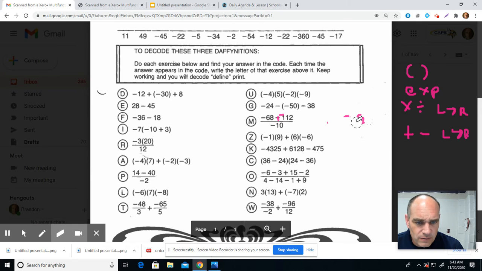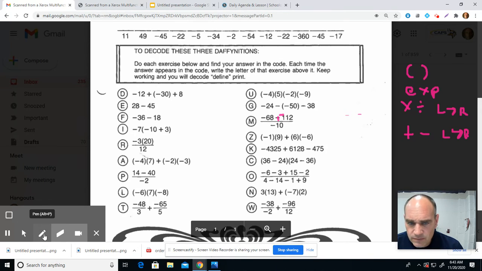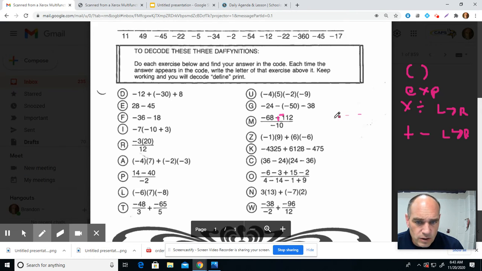I believe that I get 200 on top. And since everything is negative on top, then it's a negative answer, all over negative 10. So notice what I did. I just simplified the top of my fraction. Now we take a look at this.